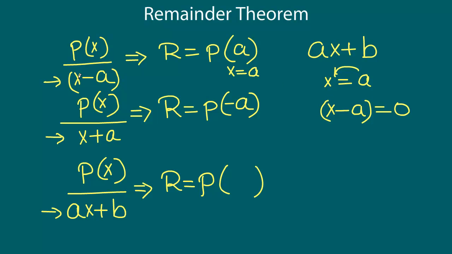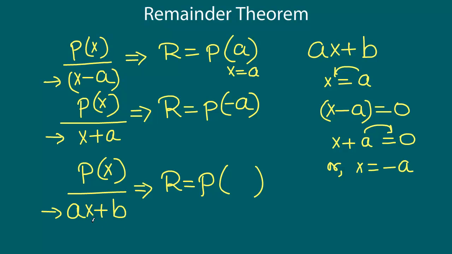So if we equate the denominator polynomial to 0 and find out the value of x, that is the value of the variable at which we are trying to find out the value of the polynomial. Let's see if it holds true for the second scenario. In the second scenario, we have our polynomial as x plus a. If we equate this to 0, we take the a on the other side, and we get x equals minus a. And indeed, we find the remainder by finding out the value of the polynomial at x equals minus a.